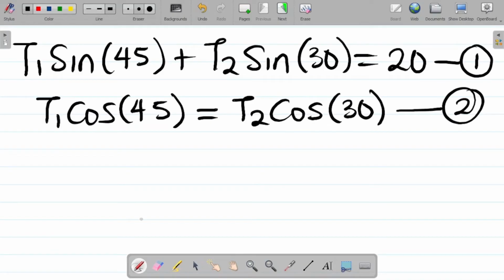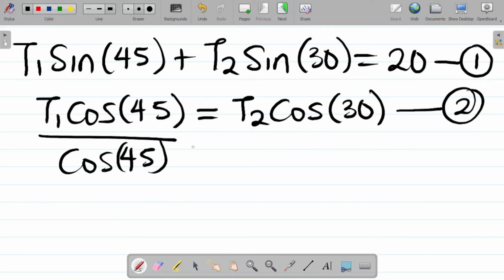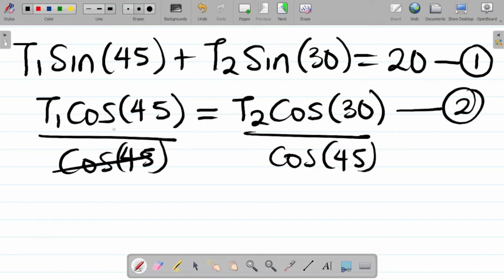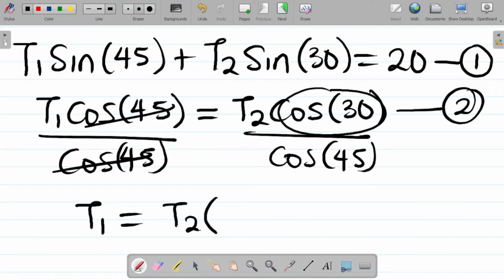From equation 2, to get T1, of course, we just have to divide both sides by cos 45. This cancels this, so it means that T1 is equal to T2 times cos 30 divided by cos 45. I'll just punch that quickly: cos 30 divided by cos 45. And if I do that, my answer gives me about 1.2247.